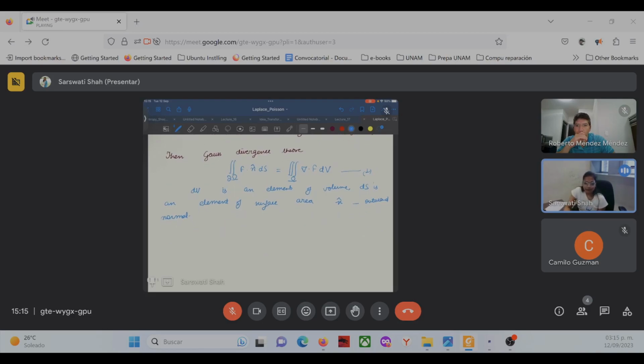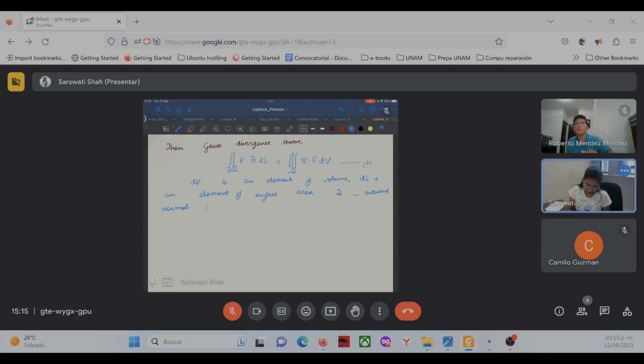Now Green's identities, which follow from the divergence theorem, are also useful and they can be derived. Suppose this capital F is f into phi, where f is a vector function of position and phi is a scalar function of position.